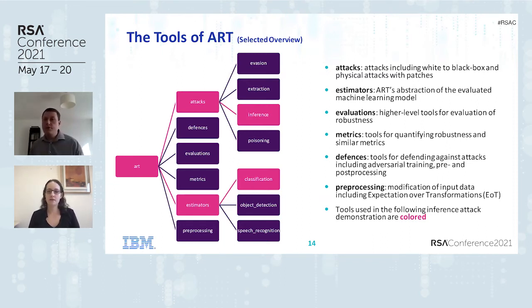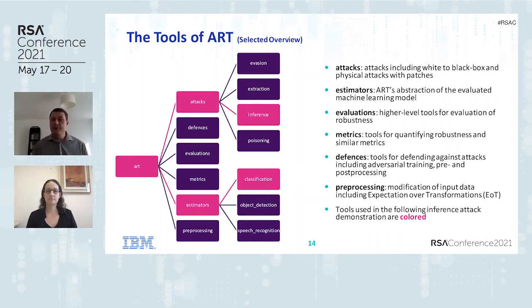There's an evaluations module, which contains higher level tools for evaluation of robustness that automate to a certain degree the attacks. There's a metrics module, which provides tools for quantifying robustness and similar metrics. There's a defenses module that contains defenses against attacks, including adversarial training, pre-processing and post-processing defenses. With the defenses module, we always would like to add the disclaimer that most or all of these defenses have been broken to a certain degree. So be careful when you apply them and follow the recent evaluation literature.